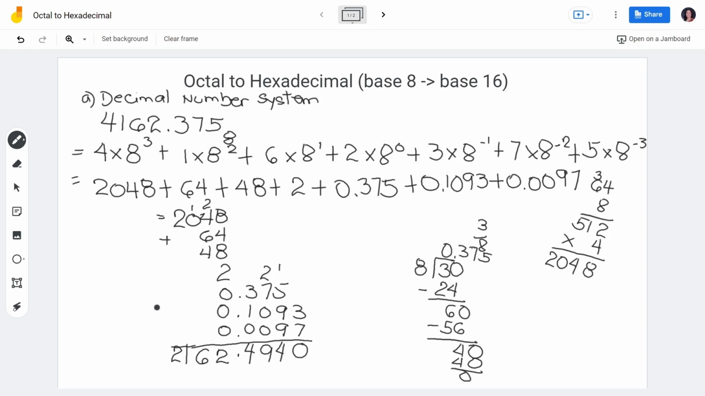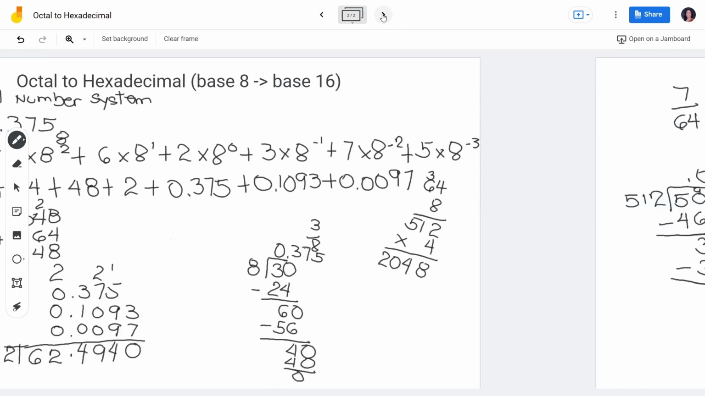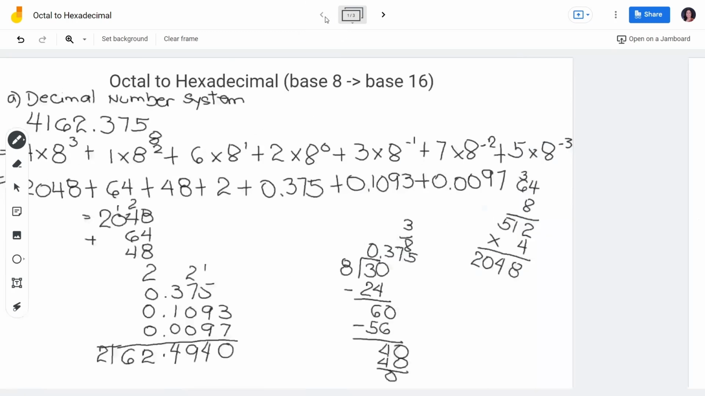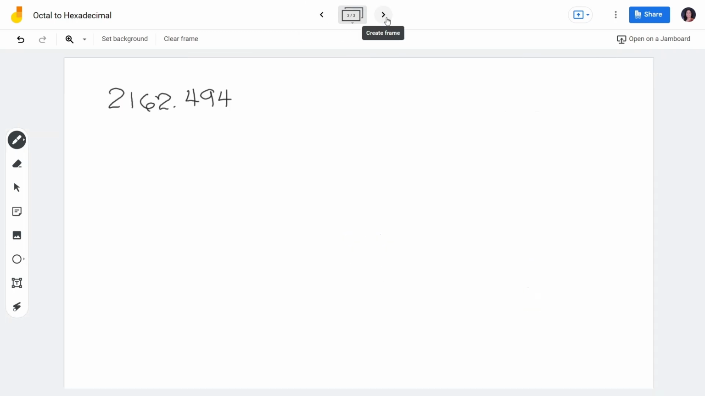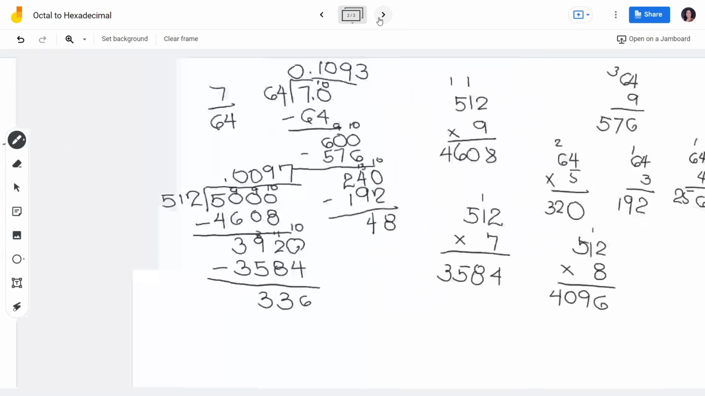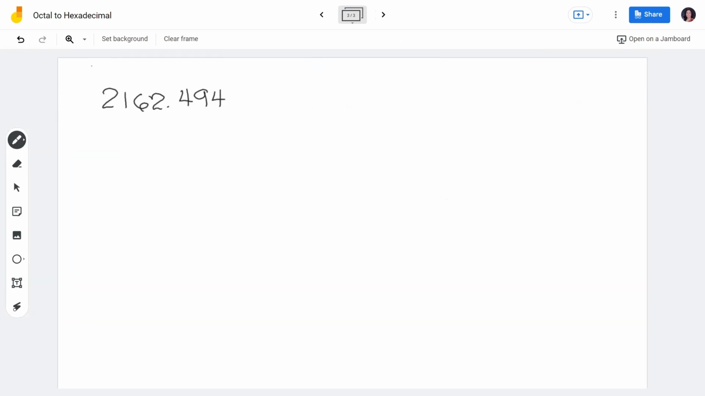So after this one, this value will be used to convert to hexadecimal. So again, let's have 2162.4940. I'll just remove the 0 since it's already a 0. So again, let's check it. 2162.494. Okay, this is already correct. Again, this will be decimal to hexadecimal.